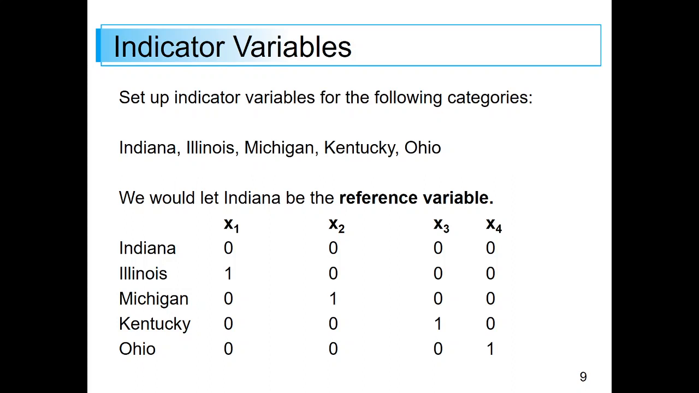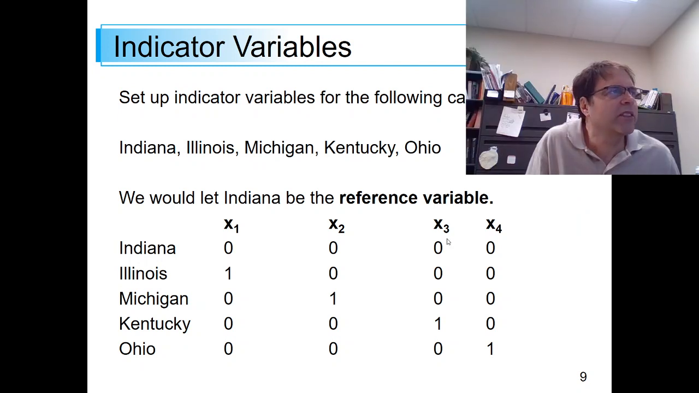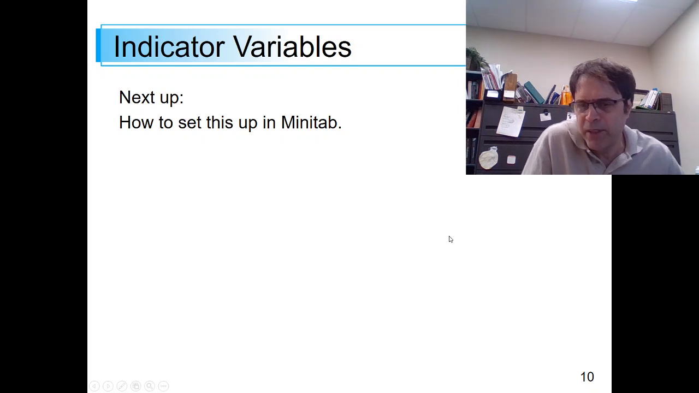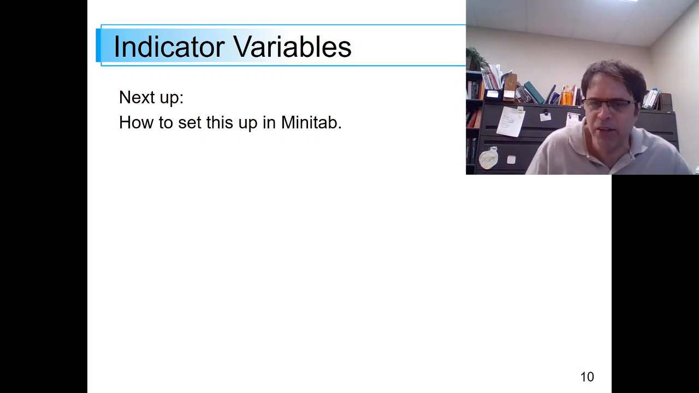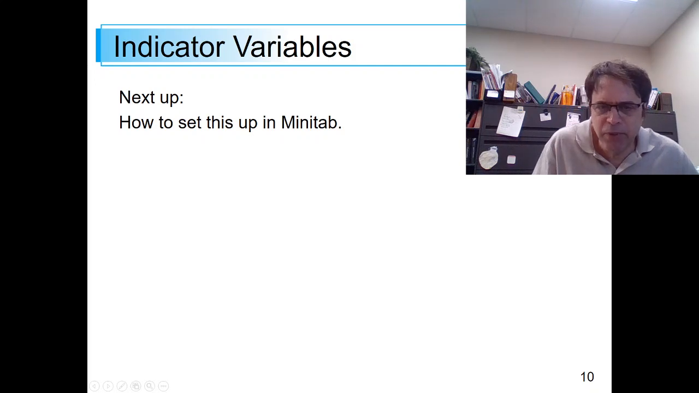Again, we can't use one variable taking values 0, 1, 2, 3, 4, because we're going to have a coefficient in front of that, and then you're saying Michigan is twice as much as Illinois, or Kentucky is 3 times as much. It just won't make sense. So this use of indicator variables will allow us to measure the differences between these categories using multiple linear regression. Okay, so next up will be how to set this up in Minitab. I think doing this by hand will be very good before we get to Minitab, but we'll do that next video.